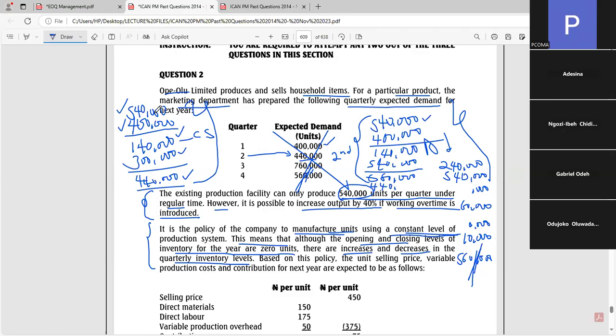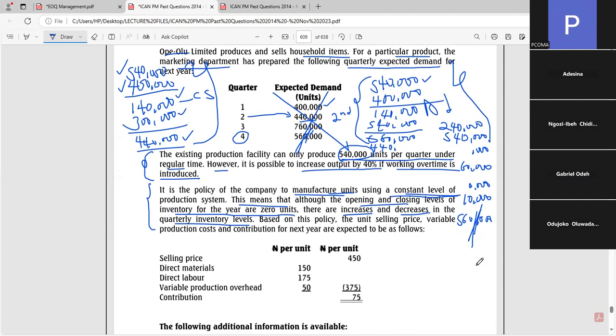Because when we produce 540 and we sell 400, there's a closing inventory of 140. For the next period again, there's going to be a closing inventory. For the next period again, there's going to be a closing inventory. But at the end of the 4th period, what we had was 560, and what they demanded from us is 560. That's to say, 560 cancel 560, there's no closing inventory. That's what ICAN is trying to say. The more you are able to interpret questions like this, the more rugged you will be.